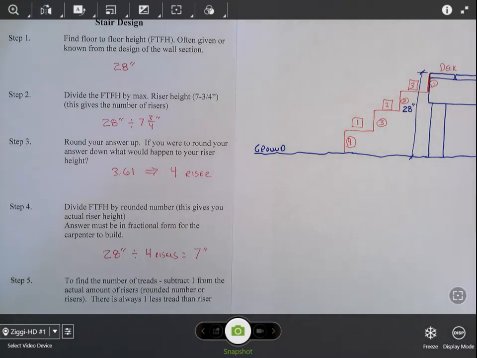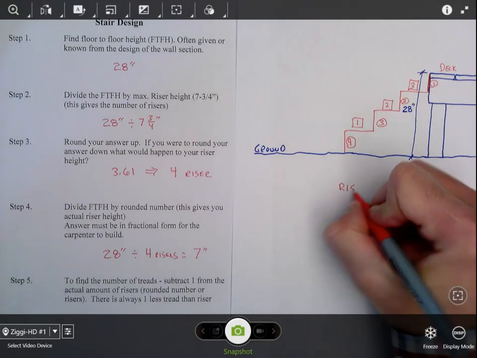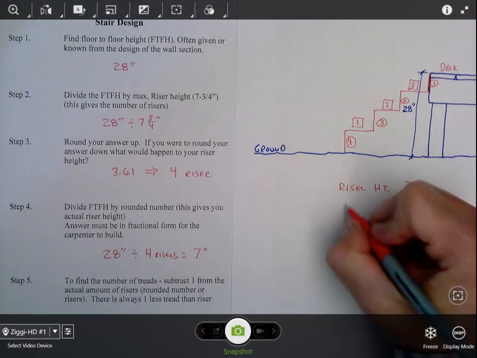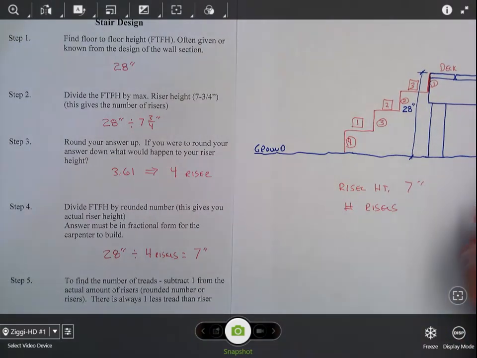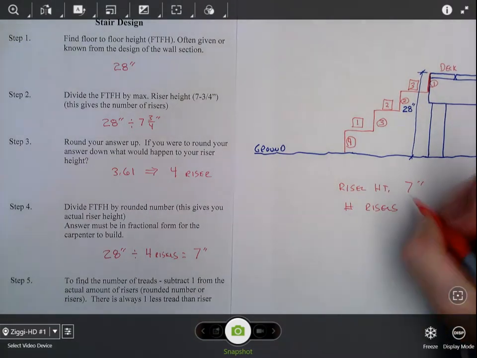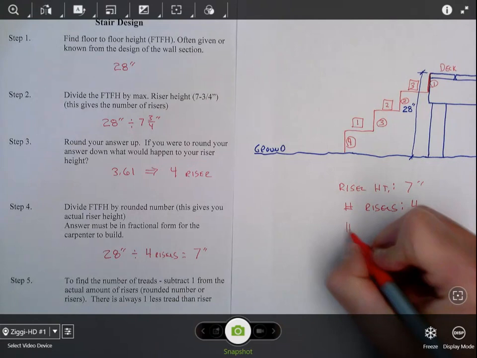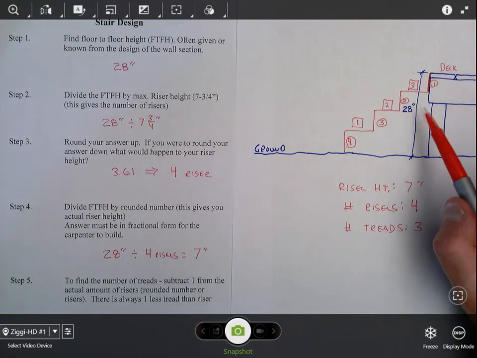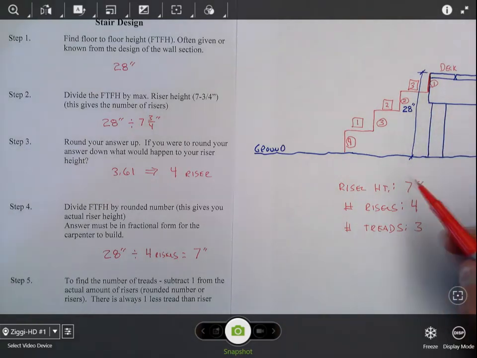So we have found the riser height, which is 7 inches, the number of risers, which is 4, and the number of treads, which is 3. Then we can take that information and add it to our drawing. We can give it to the contractors and they can build a set of stairs exactly as we designed it.